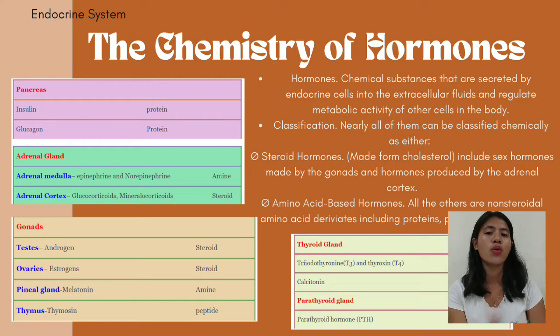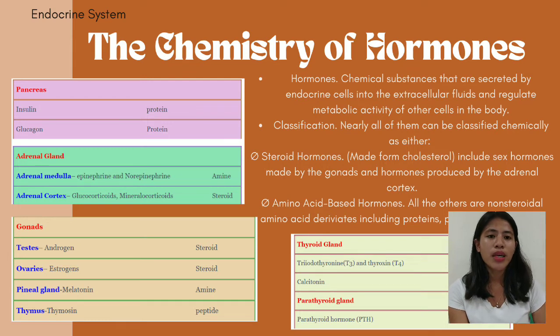So this is secreted to one or more tissues, which we can see in the gonads of the female. So the amino acid-based hormones are all the other hormones that are non-steroidal amino acid derivatives, including proteins, peptides, and amines. The amino acid or the protein and peptide hormone consists of multiple amino acids that link to form an amino acid chain. And the peptide hormones consist of short chains of amino acids. So the protein hormones are longer polypeptides.